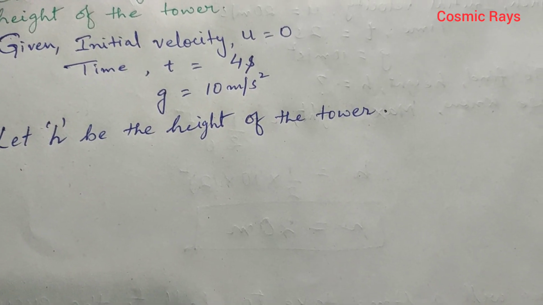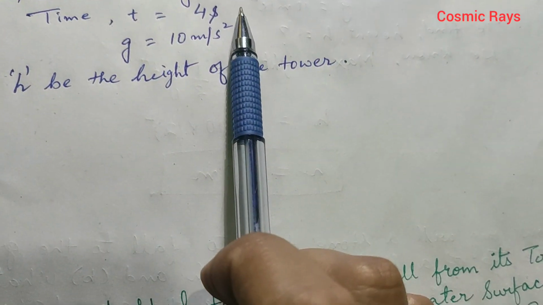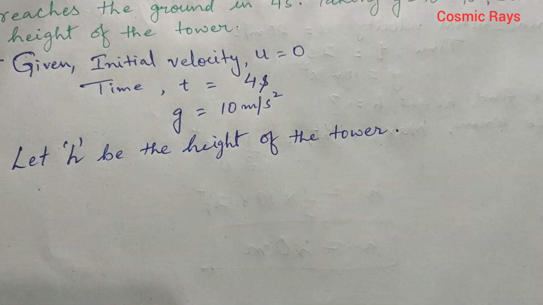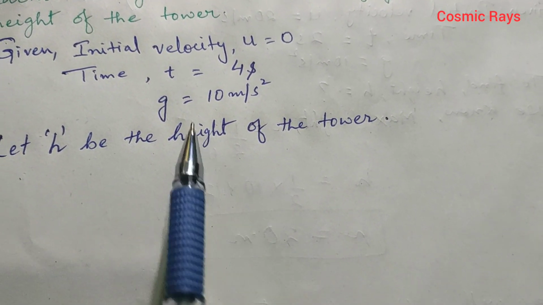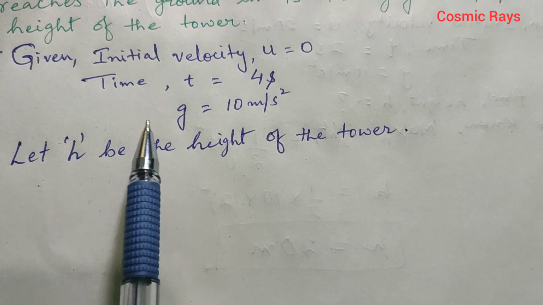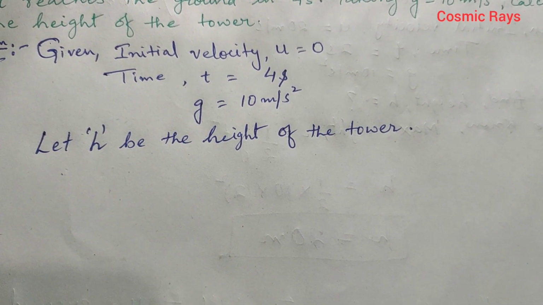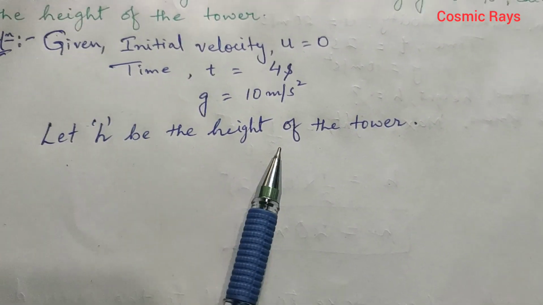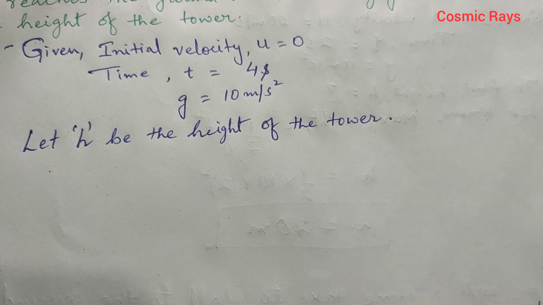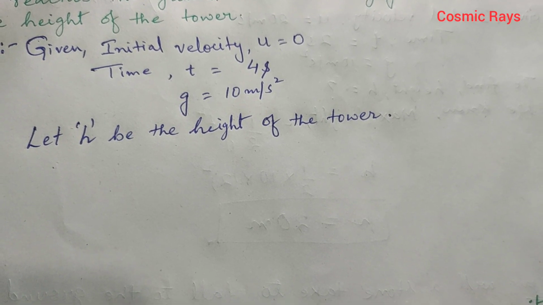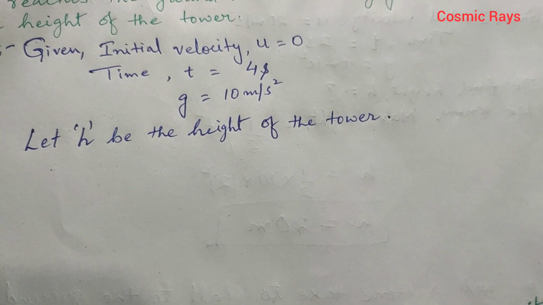So the initial velocity u is 0, as when the stone was dropped from the building, initially it was at rest, and time given is 4 seconds. Acceleration due to gravity is 10 meter per second square. We have to find out the height of the tower. So let h be the height of the tower. We will be using the equation h equal to ut plus half gt square, which is the modified form of s equal to ut plus half at square.